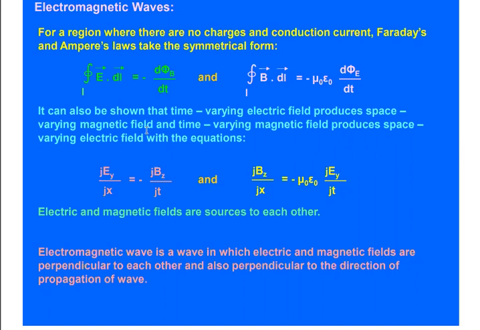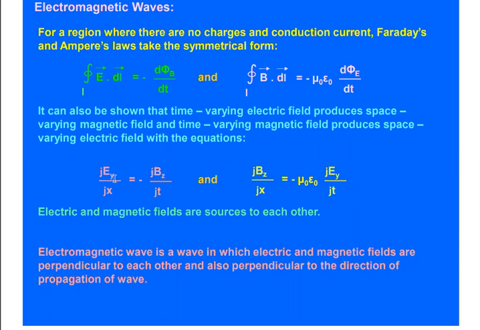So a time varying electric field produces a space varying magnetic field, and a time varying magnetic field produces a space varying electric field, with this equation. And here you see EY is the component of the electric field along the y-axis, and X is the space, and T is the time.